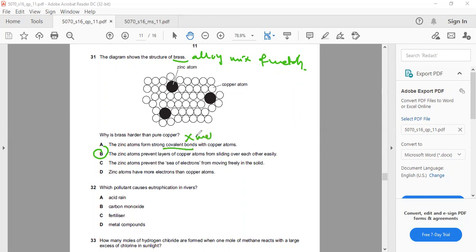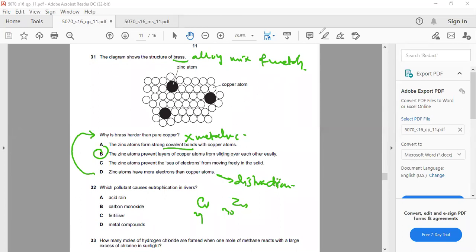Covalent bond is wrong. They have metallic bonds. A is wrong. No, that's zinc. Zinc atoms have more electrons than copper atoms. This is the common distractor. Because this is a correct sentence, but it is not applicable here. It is not the reason. Zinc's atomic number is higher, 30. Copper is 29. Some of you may write D as the answer, but D is not the answer. Okay.